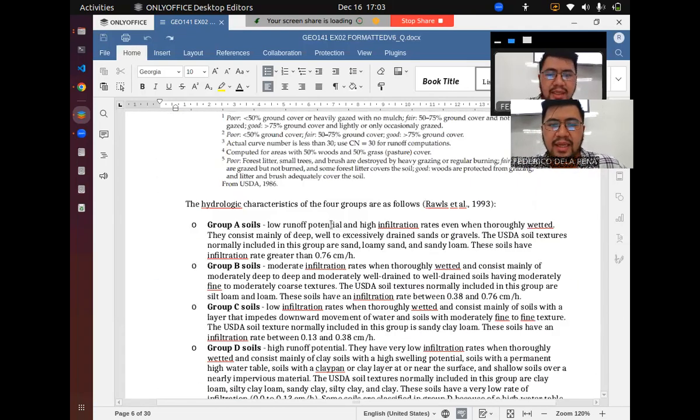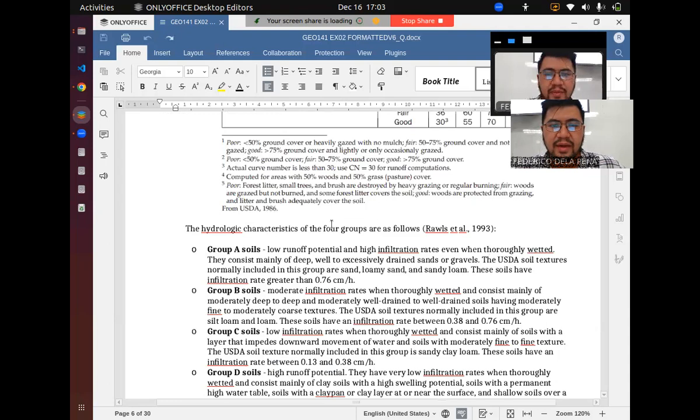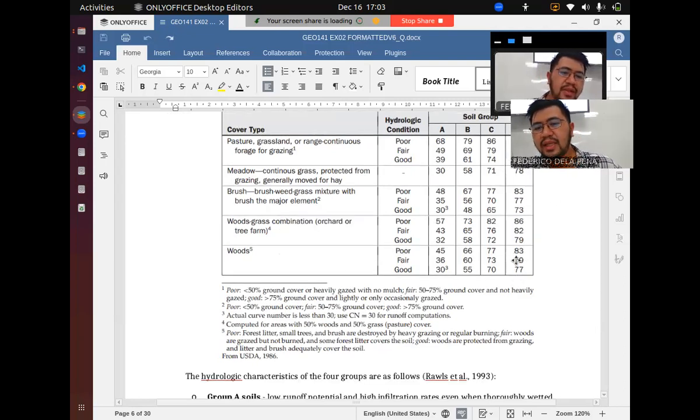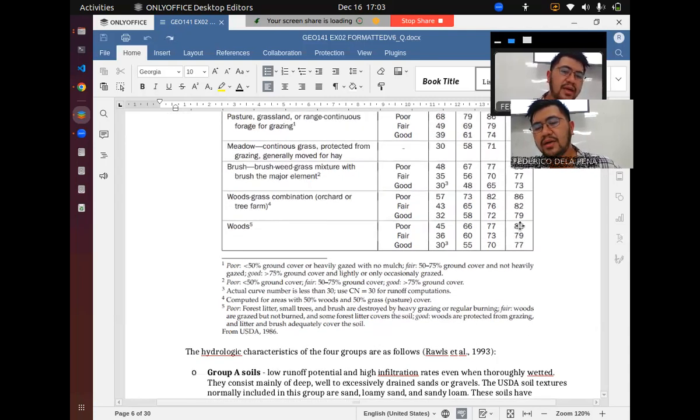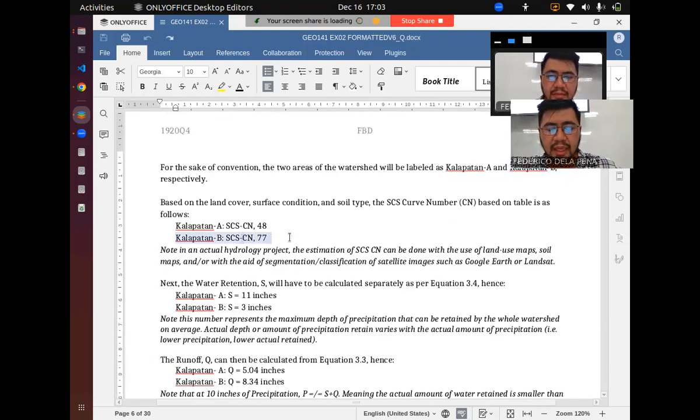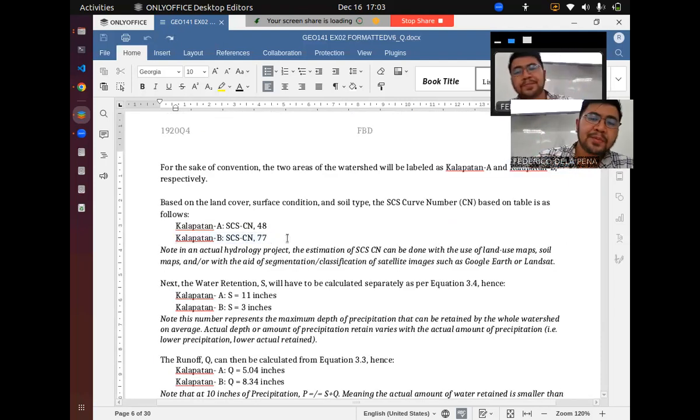Okay, and then for Land Cover B, we have woods and then clays. So woods and then clays. Soil type D, so it's anywhere between 83 and 77. Let's assume we have a good hydrologic condition, so we get 77. Okay, so we have these values.